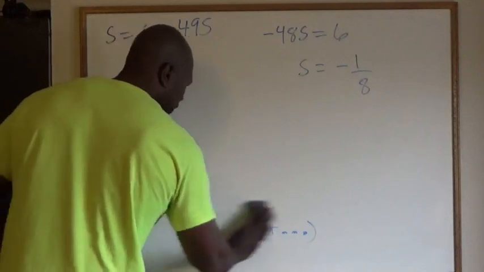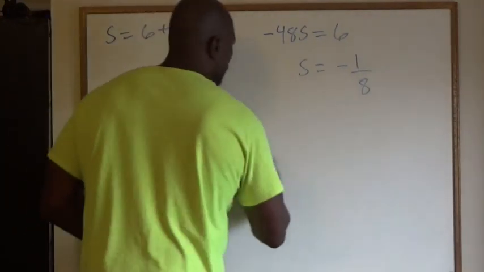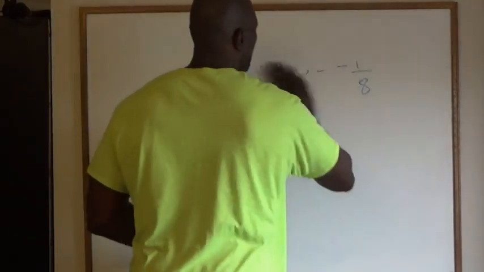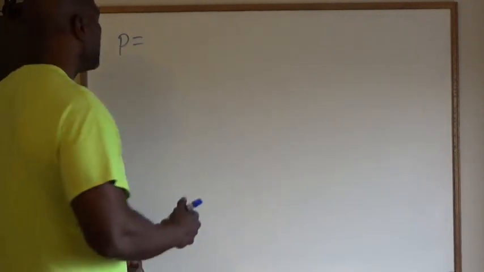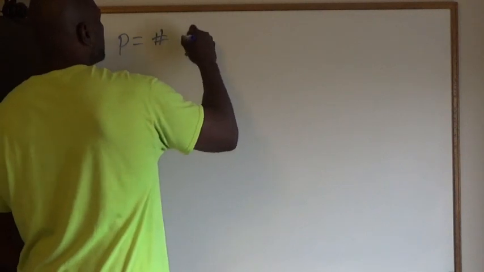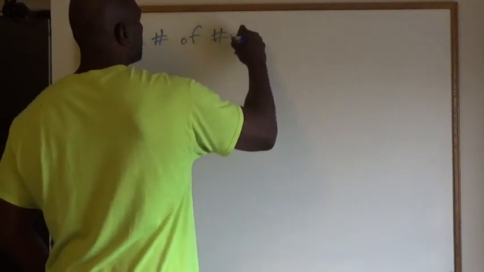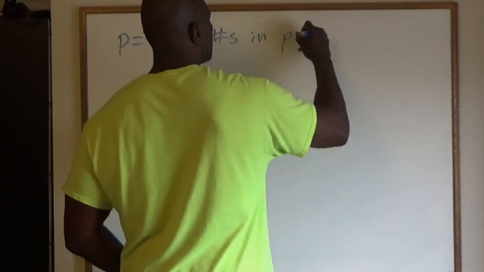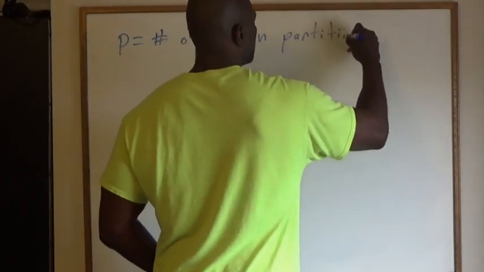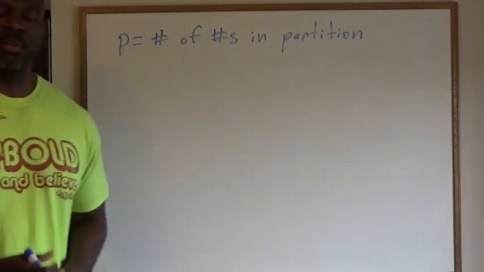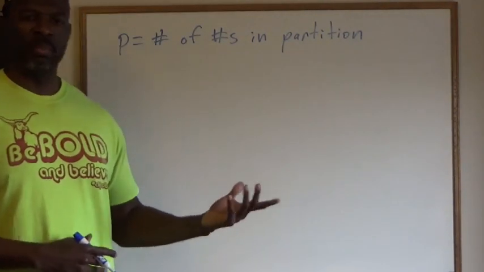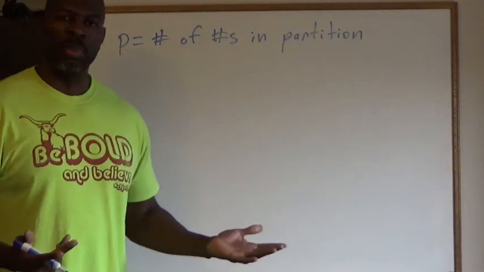So I'm going to assign some variables. I'm going to assign a variable P. And P will represent the number of numbers in the partition. So, for example, the first one we did, that was when P was 3. There were 3 numbers in a partition. The second one we did was when P was 5. The one we just finished when P was 7.